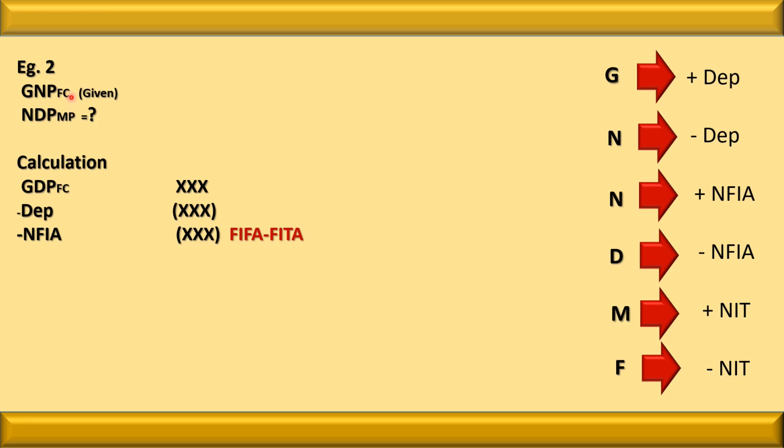Now the third is FC to MP. So what we have to find? We have to find out M. To find out M, what we have to do? Plus NIT. NIT means net indirect taxes. It means indirect tax minus subsidies. After considering all, what we will get? We will get NDP MP. Clear?